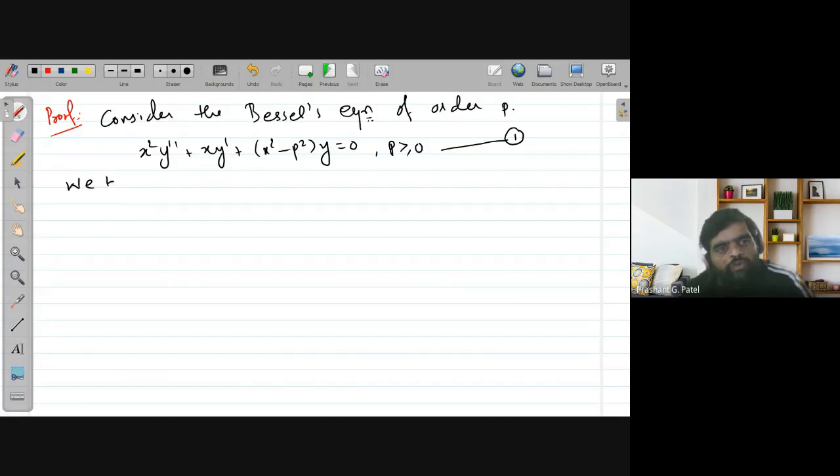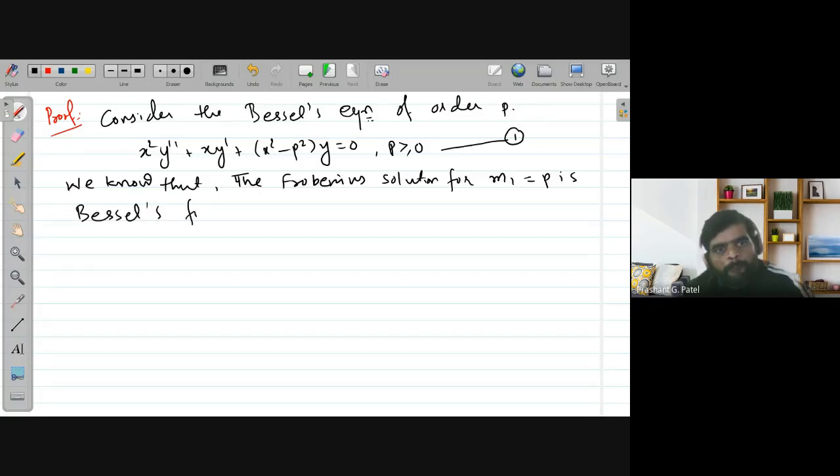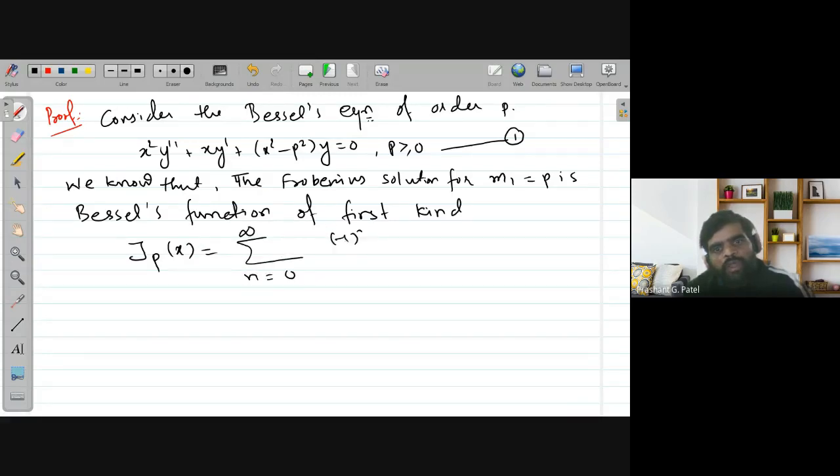By the previous lecture, we have discussed that the Frobenius solution for m1 equal to p is the Bessel's function of the first kind, Jp of x, equal to summation n running from 0 to infinity, minus 1 raised to n upon n factorial into (n plus p) factorial, into (x by 2) power 2n plus p. We call this 2.